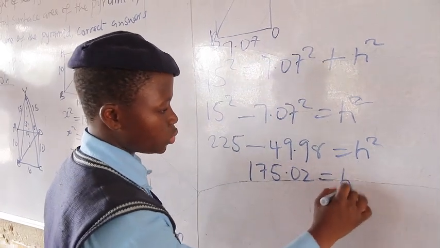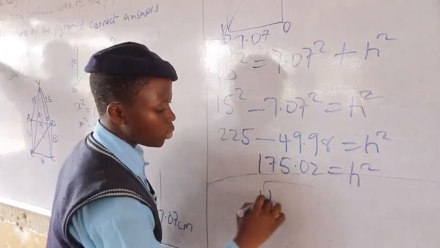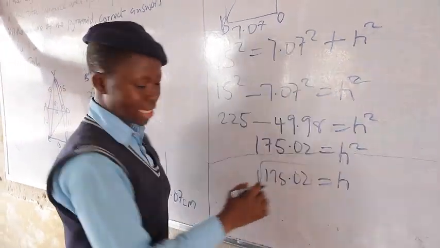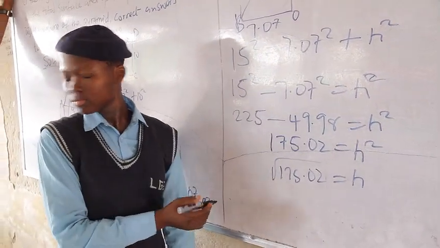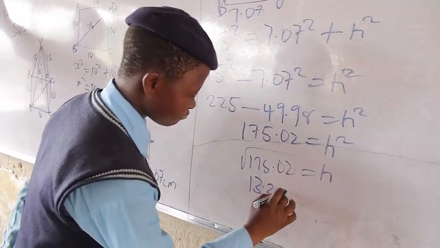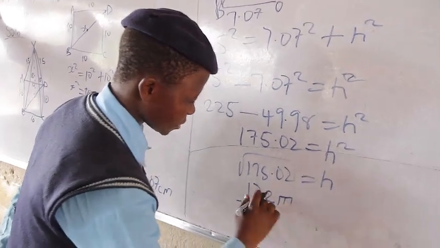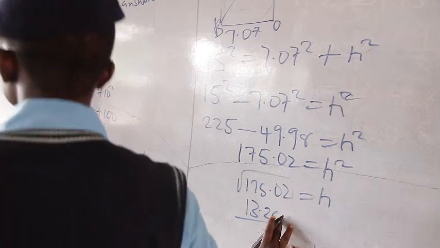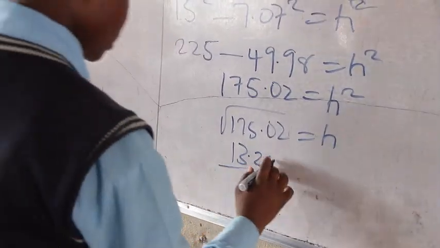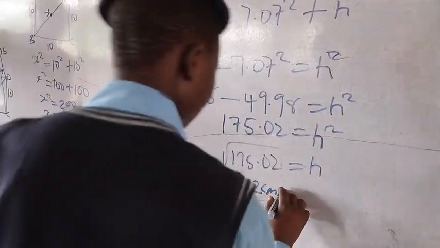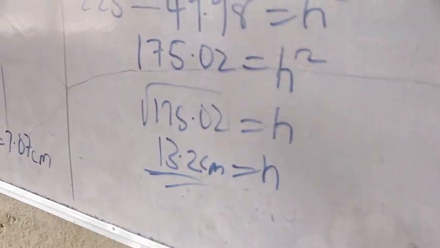1.02 equals h squared. So the square root of 175.02 equals h. So what's our h? 13.2. So that's the height. Meter. Is it meter or centimeter? Or do you want to divide that 13.2 by something? Because I can see that you underlined it. No, you don't need to underline your answer. Okay, it equals what? Equals h. Is that the answer?